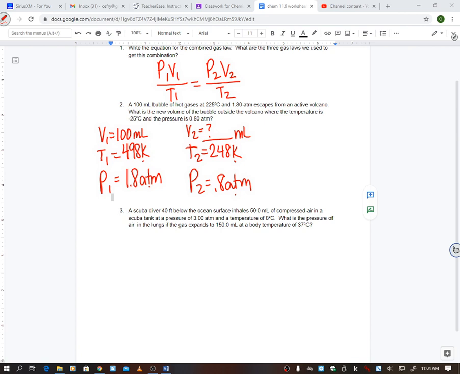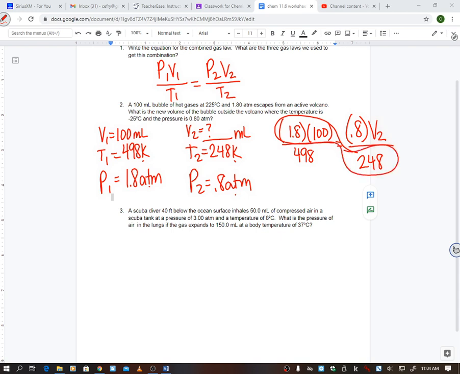Okay, so now I'm just going to plug all this in. I'm going to have 1.8 times 100 divided by 498 equals 0.8 times my unknown volume, which I'm going to put over 248. Now you're going to cross multiply. So you're going to multiply 1.8 times 100 times 248.